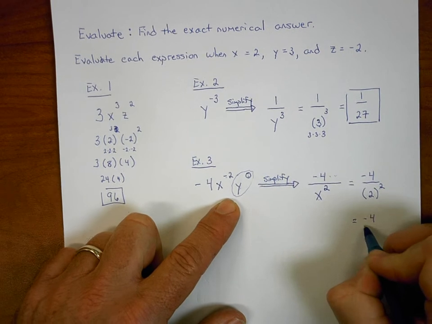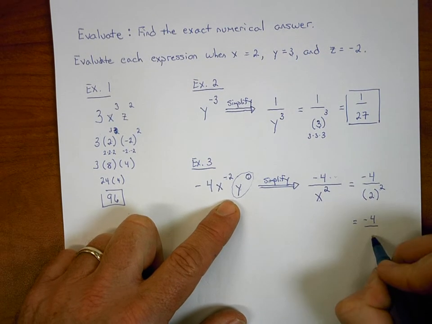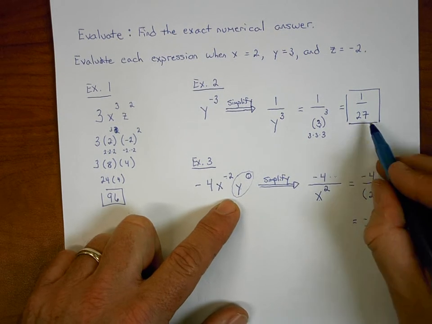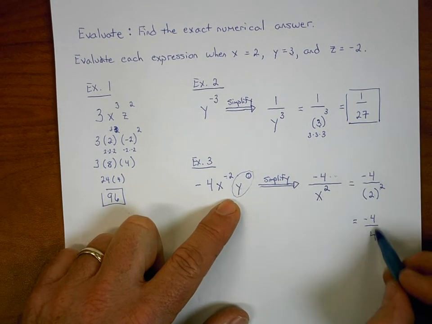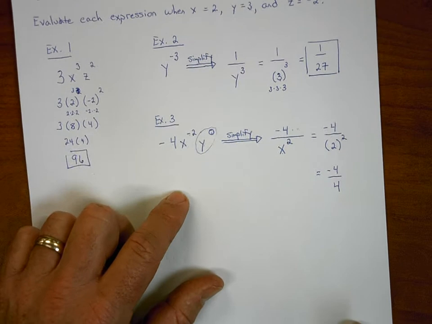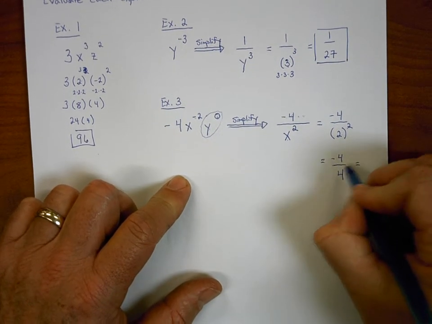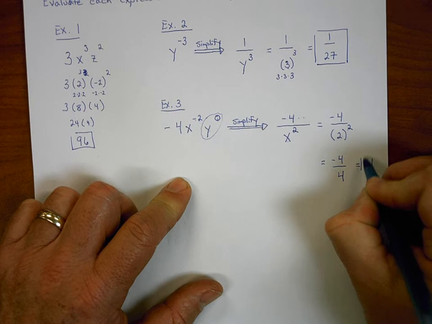So my expression turns into -4 over 4, and that is a fraction. And once again, as I said up here, if you end up with a fraction as an answer, that's okay. It's just that you can simplify this. So -4 divided by 4 simplifies into -1.